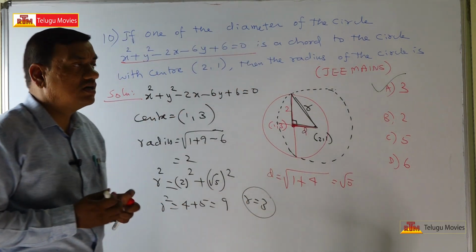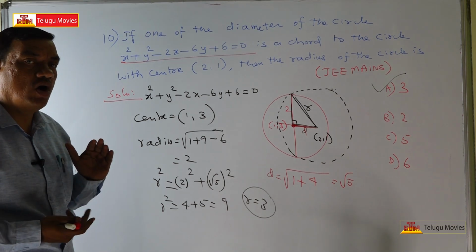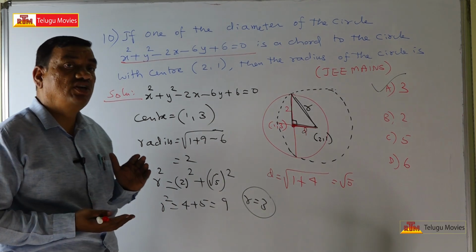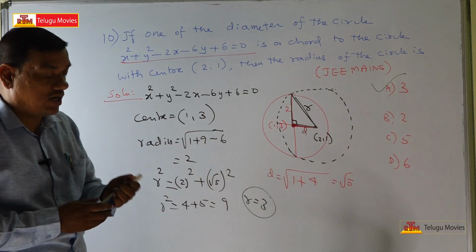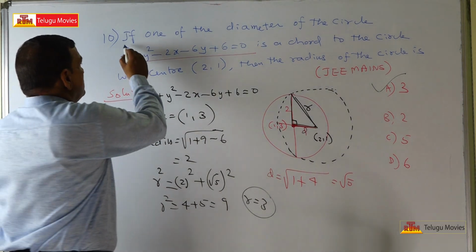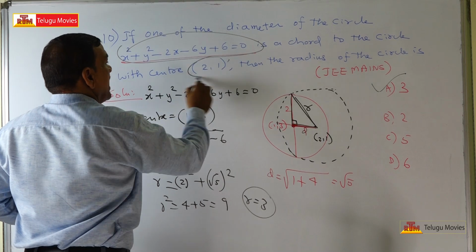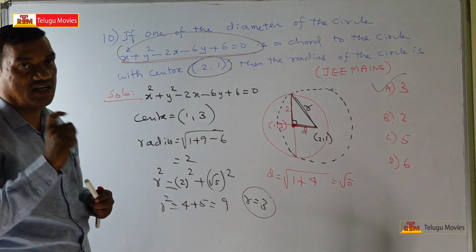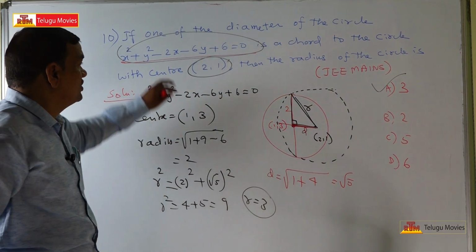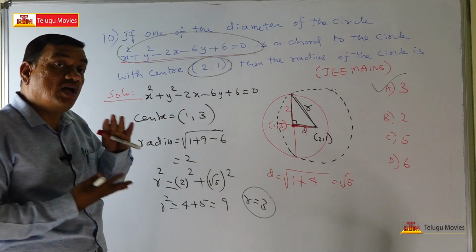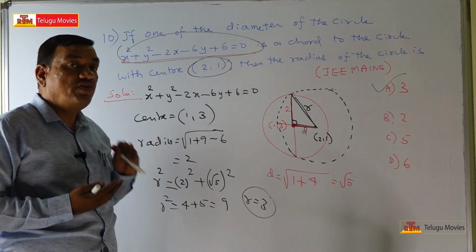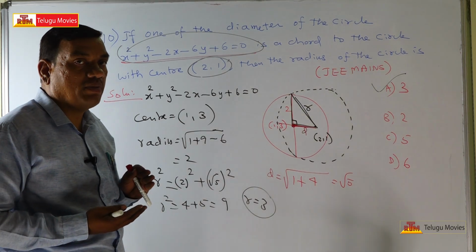This type of model, you got in 2015 also. Two times it is given, this model. The only thing is they changed the equation of the circle and the center of the second circle. They changed only these two. The model is same. That's why you should always prepare previous year papers also.